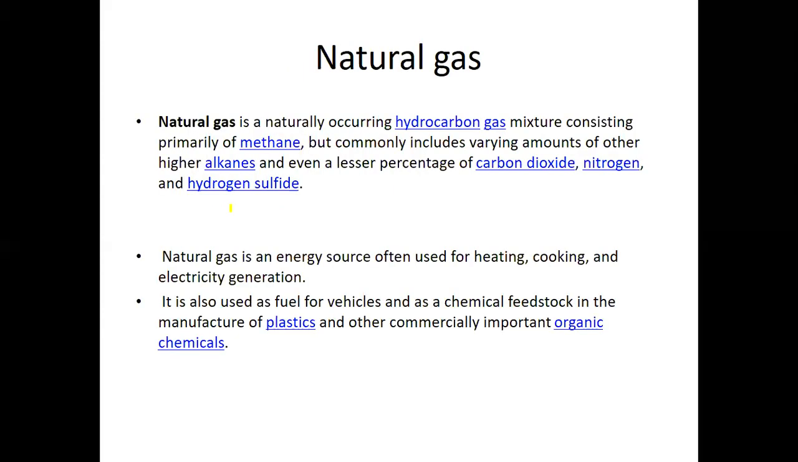So, natural gas is a mixture of hydrocarbons, mainly methane, but commonly including varying amounts of other higher alkanes and even a lesser percentage of carbon dioxide, nitrogen, and hydrogen sulfide. So, natural gas contains primarily methane, but there are low amounts of sulfur impurities. Because of that, the emission of SOx is less than that of coal and the other fossil fuels.